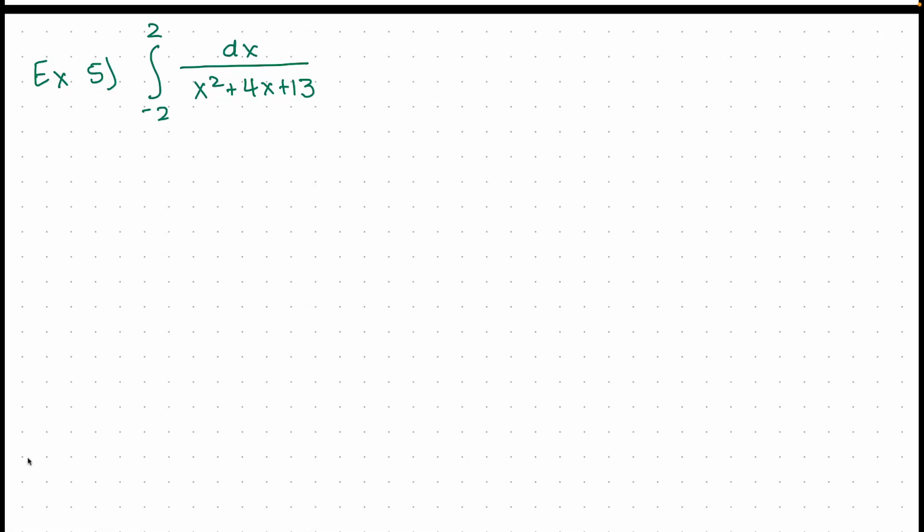I mean, I guess there's no square root, so possibly arctan, but if I just didn't have this 4x, then we could say x squared plus 13. U is x, a is root 13, right? But I do have the plus 4x, so I can't just do that. Anybody have an idea what I can do, Rena?